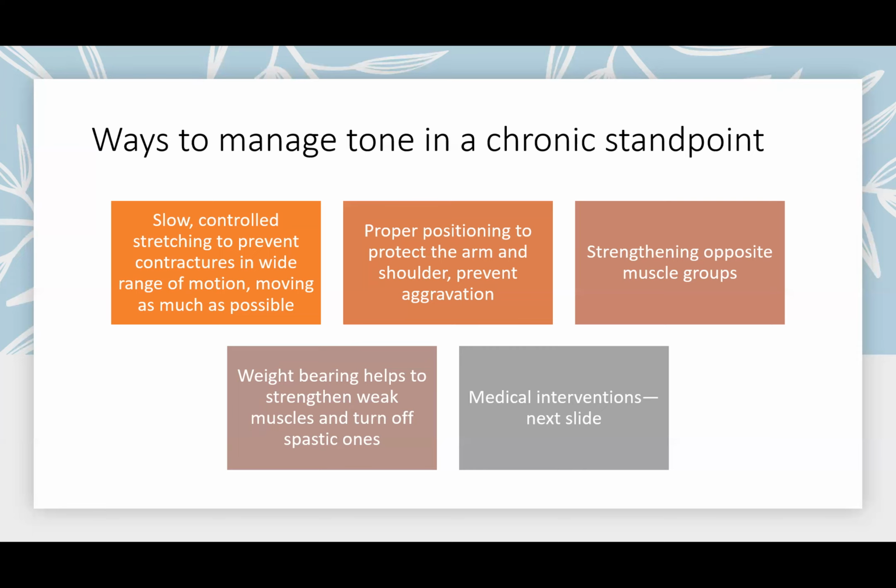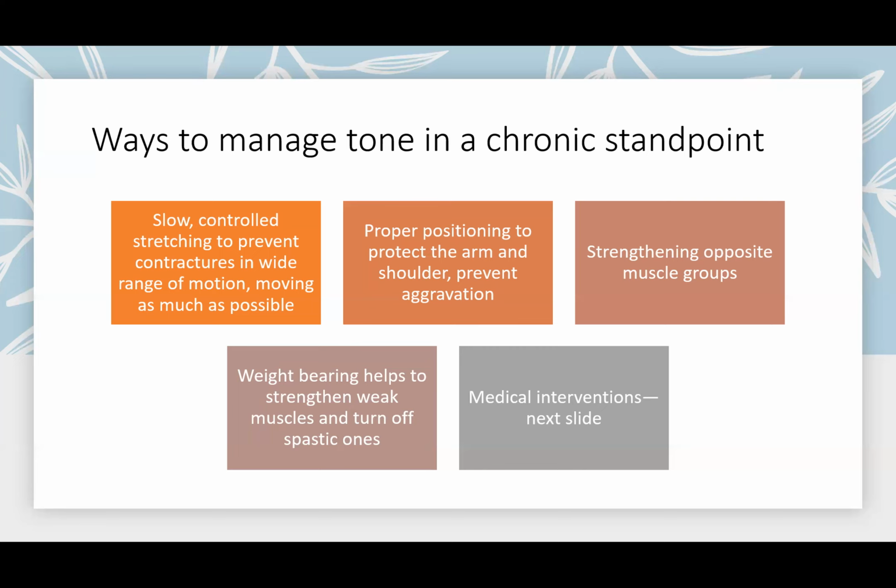The next point, strengthening opposite muscle groups. So, like I said earlier, those muscles that tend to get spastic are the ones that bend and flex everything. So, with whatever amount of voluntary movement you have, work to strengthen those opposite muscles. So, all the muscles that help open up everything.